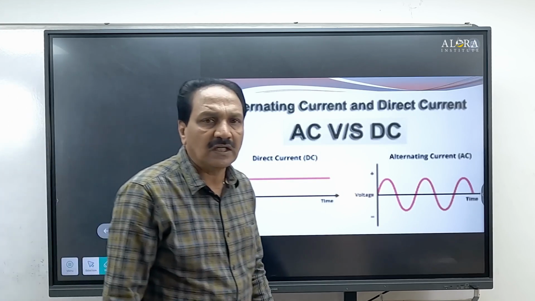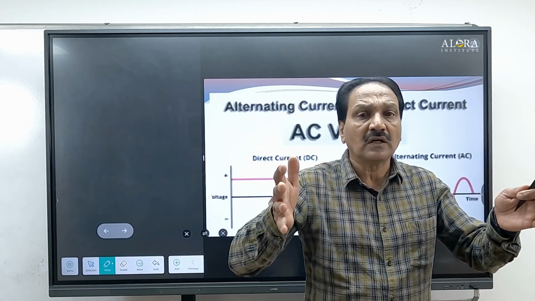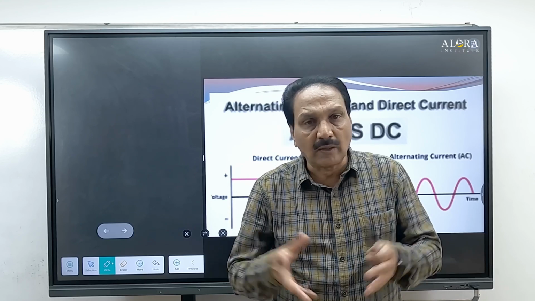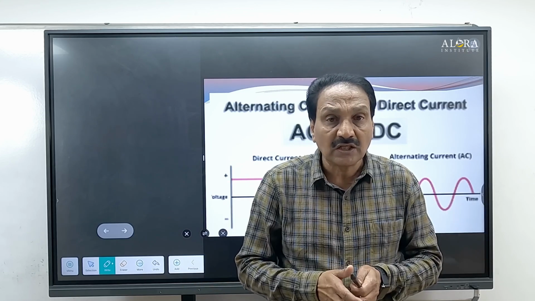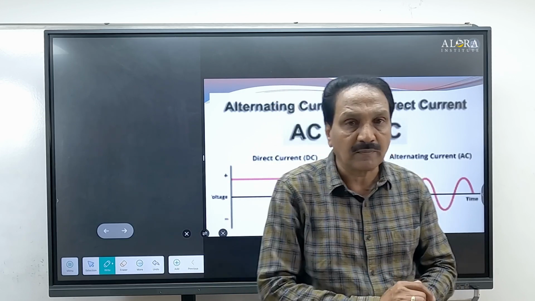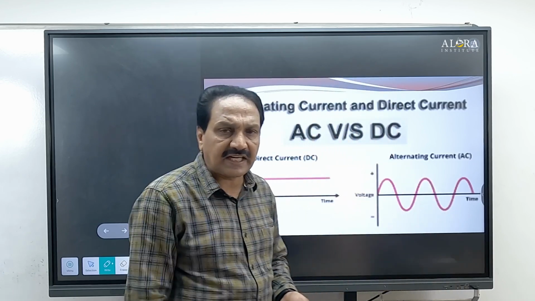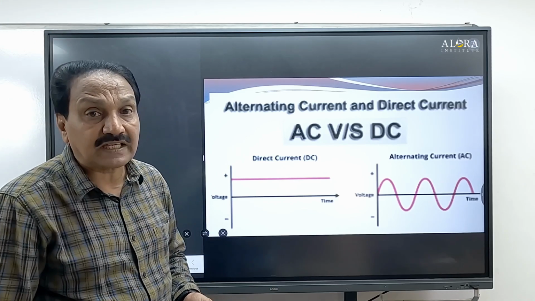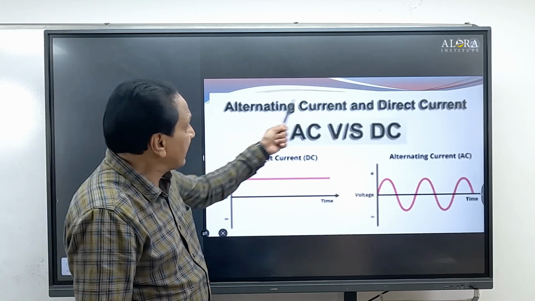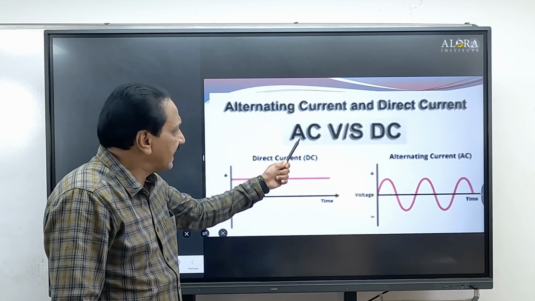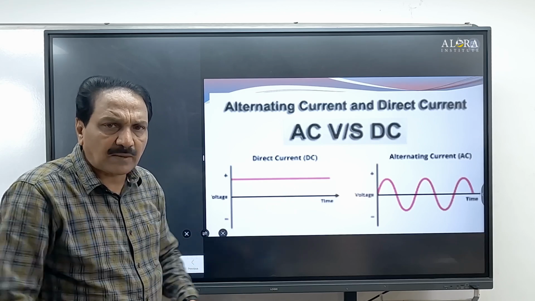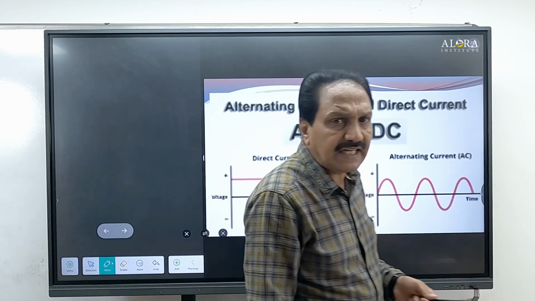Now let's go for the types of electrical energy sources. We have come across the electrical energy sources, renewable and non-renewable. Now, electricity is generated and we are getting the electric energy. There are two different types of electric energy: alternating current and direct current, AC and DC. Let's study the comparison of AC and DC.